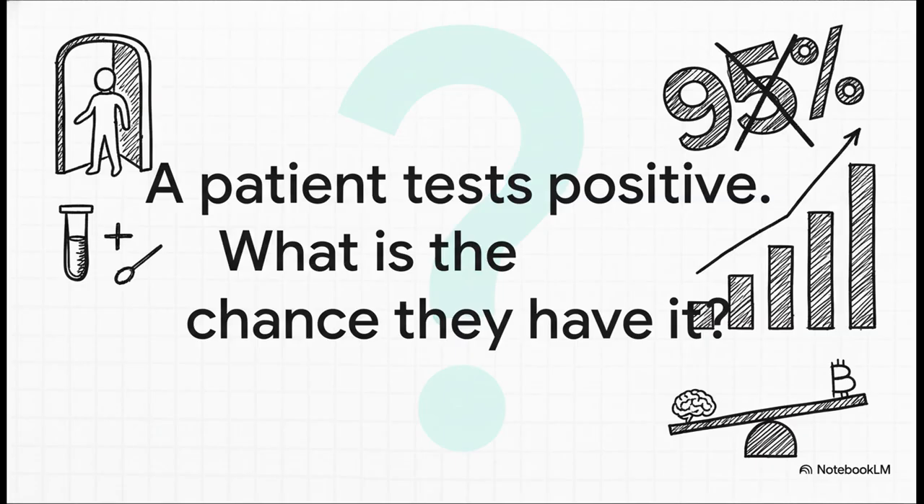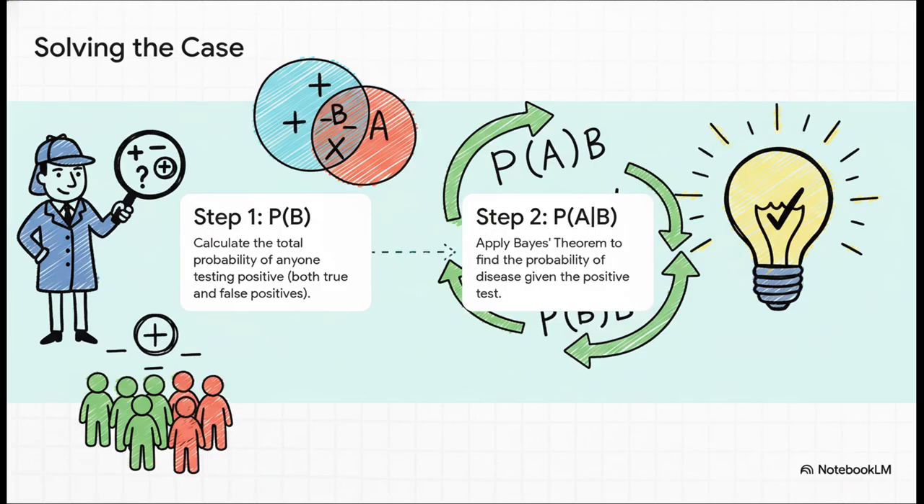Come on, be honest. Most of us, our intuition just screams, well, it's got to be around 95% or something really high, right? But is it? See, to solve this, our Bayesian detective doesn't get tunnel vision on that 95% accuracy number. Nope, they look at the whole picture. You have to consider all the people who could possibly test positive.